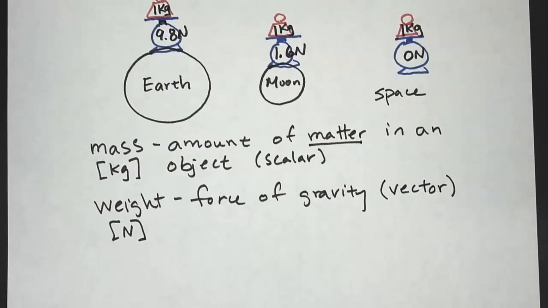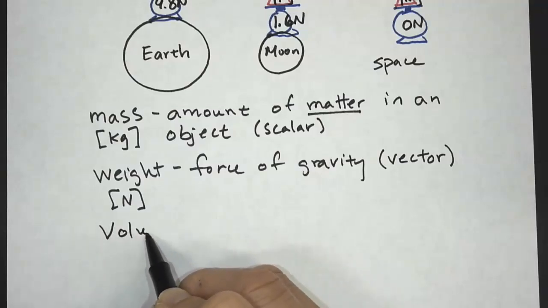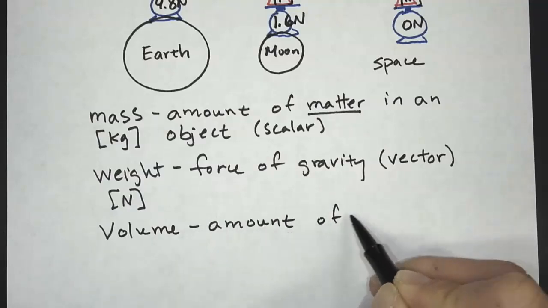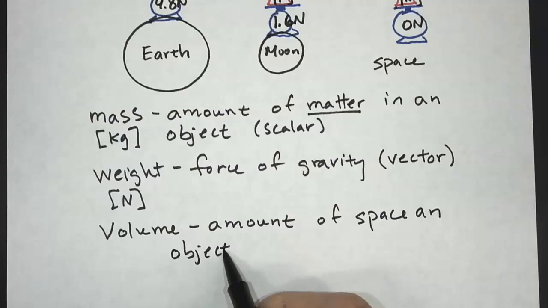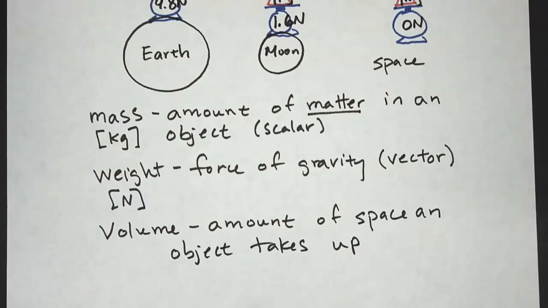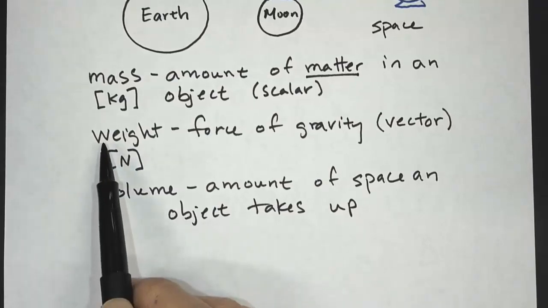Now, oftentimes students will get mass and volume mixed up. So let's go ahead and define volume as well. Volume is the amount of space an object takes up. We're going to take a look at some examples of that in just a moment, where we're going to compare things that have large and small volumes to things that have large and small masses. But right now, let's go back to this idea of weight.